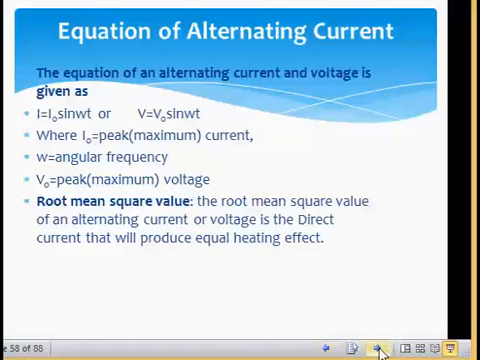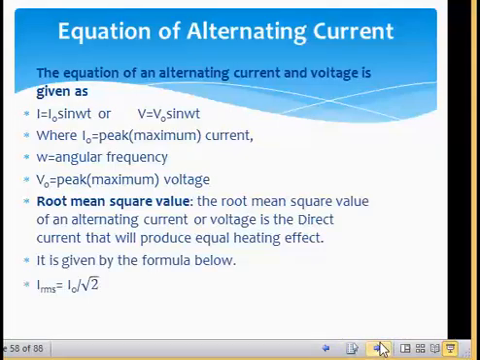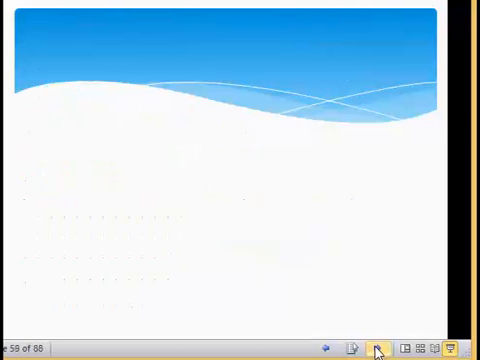All right, so let's proceed. So these are the formulas I gave you. IRMS is I0 all over the square root of 2. VRMS is V0 all over the square root of 2.